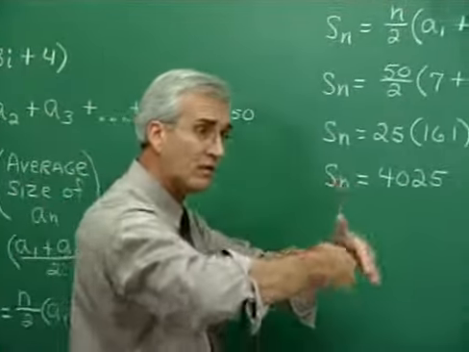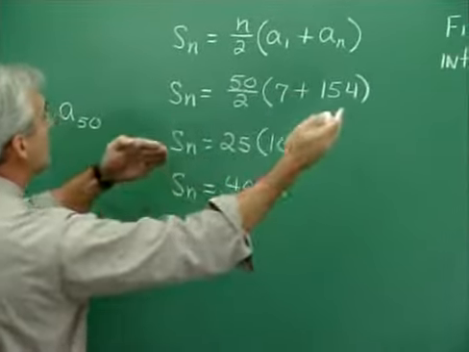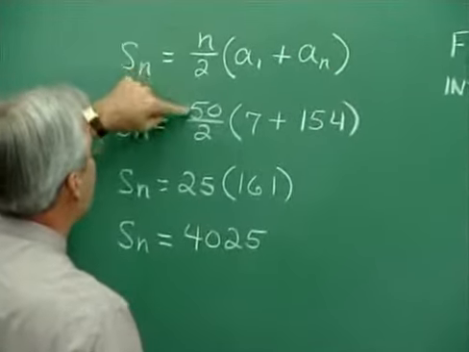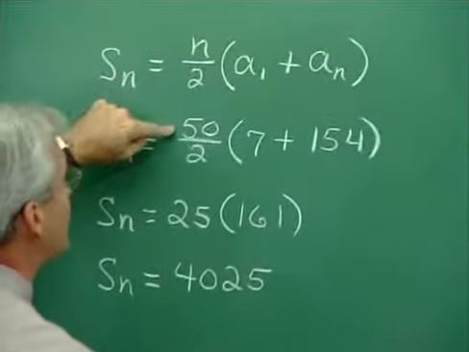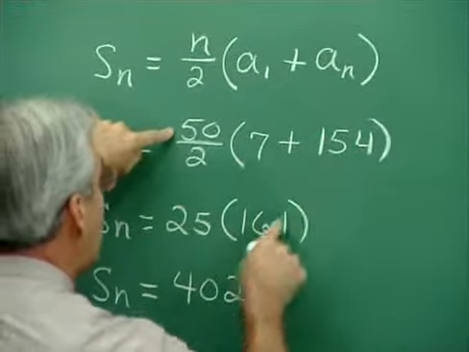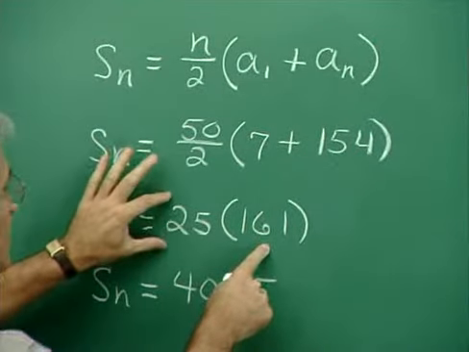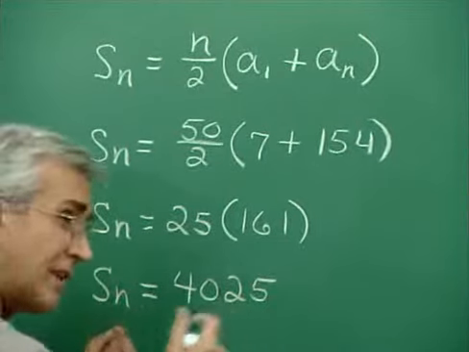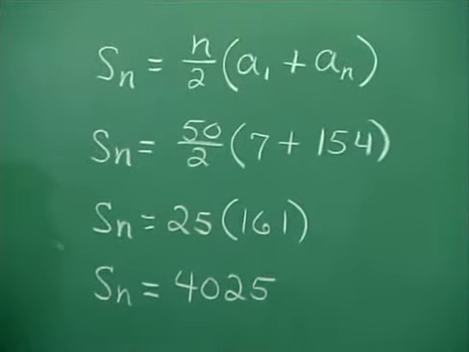When we're asked to calculate the sum of n items, you see we write the formula and then fill into the formula. We're adding 50 items here, so n is 50. A sub 1 we said was 7, A sub n 154. Adding here we get 161, 50 over 2 is 25. Multiplying we find the sum of those 50 items to be 4,025.